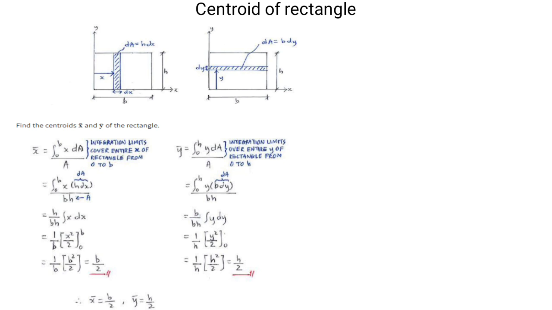Now we find the centroid of the rectangle, y bar. So y bar is equal to the integral of 0 to h of y into dA divided by A, which is equal to the integral of 0 to h of y into breadth into dy divided by capital A, which is equal to breadth into h, that is b divided by bh. The integral of 0 to h of y dy is equal to 1 divided by h, bracket of y square divided by 2, the limit 0 to h, which is equal to 1 divided by h into h square divided by 2. Therefore y bar is equal to h divided by 2. The centroid of the rectangle y bar is equal to h divided by 2.